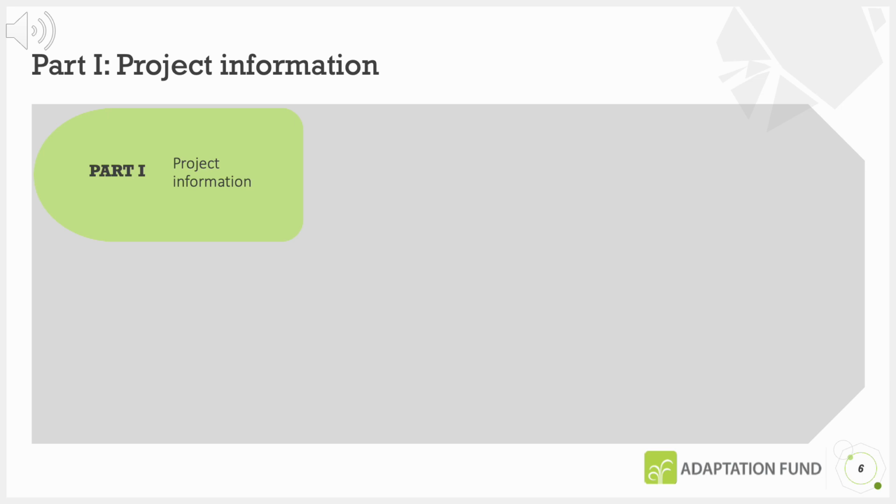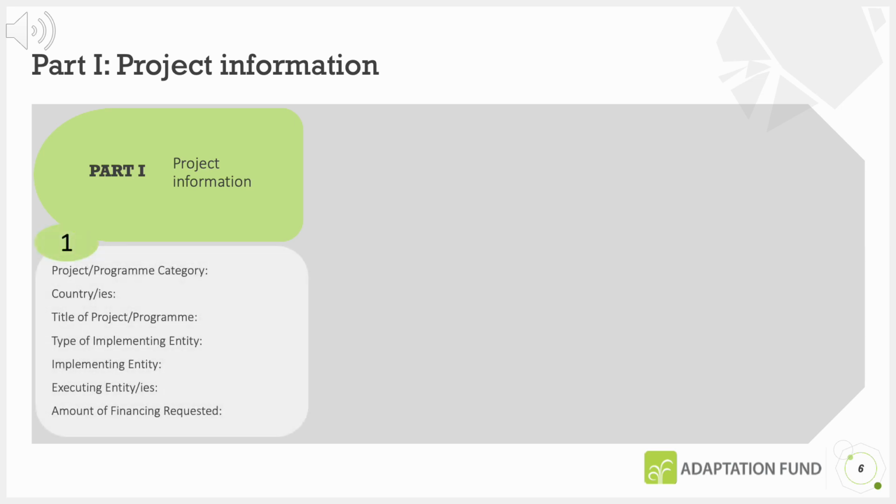Part 1, the project information, is composed of 5 sections. Start the proposal by entering your country name, national implementing entity name, and the amount of financing you are requesting. The maximum finance request per project is $5 million, and a country can only request 1 EDA project proposal. It is important to add the words Enhanced Direct Access to the project category.